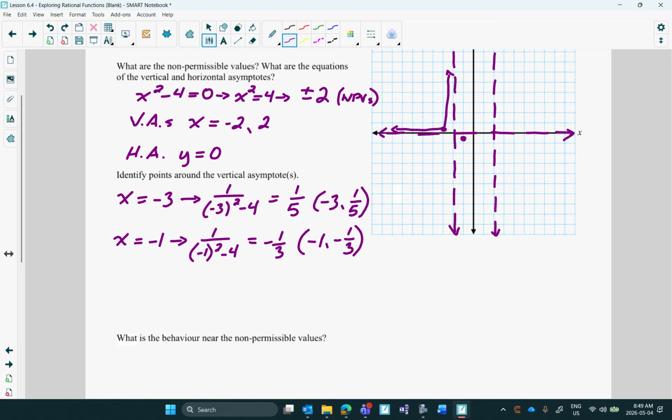Let's go over here and see where the point is on the other side of this asymptote, where x is 1. Well, where x is 1, I'm going to get the same answer. 1 over 1 squared minus 4 equals 1 over -3, or -1/3. So I get 1, -1/3.